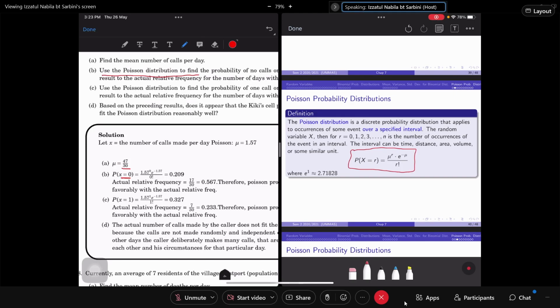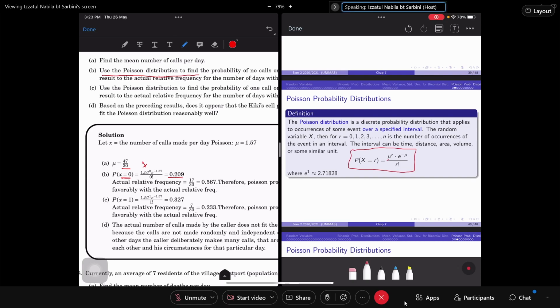So what you need to do is just substitute. We know what the mean is, and e is the exponent. r is the number of calls. So r is 0. So we just calculate, and we get 0.209. So we want to compare with the actual relative frequency.